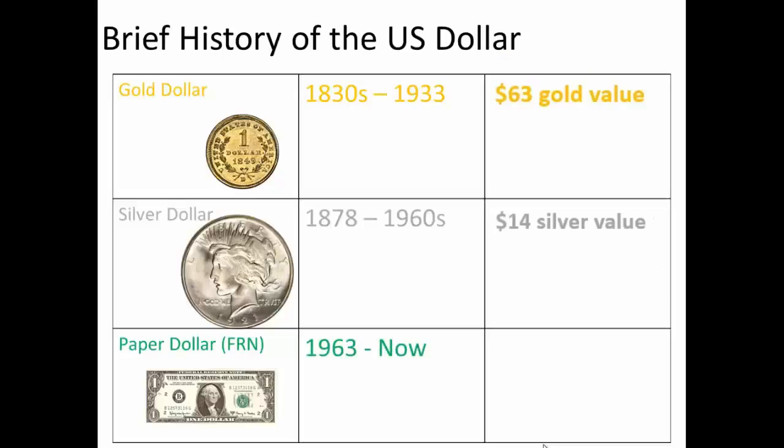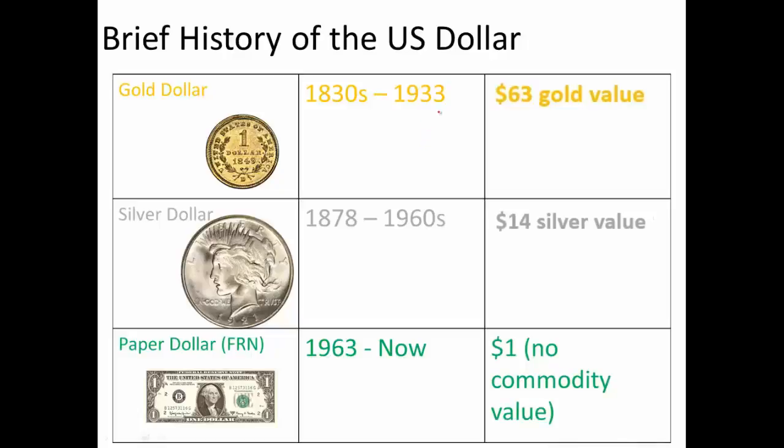And finally, the paper dollar as we know it, and I'm specifically talking about the Federal Reserve note for the $1 bill, has only been around since 1963. And of course, that doesn't have any commodity value. It's made out of paper. It's only worth its face value, so you can buy $1 worth of goods with it, but that's it.